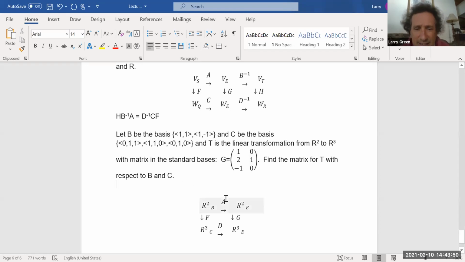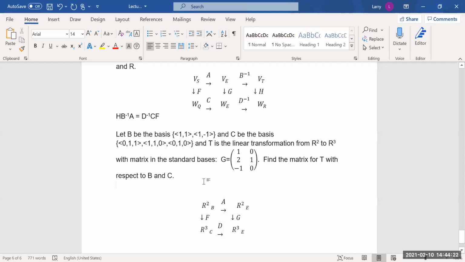Okay, and the idea here is what we want to do is we need to go to R2B, and we need to end up at R3C. Is that clear? So we need F, right? Well, to get F, you go A, then you go G, and then you go D inverse. Any questions on reading this diagram? So to go down here, you go all the way around.